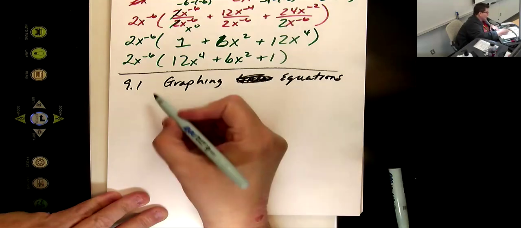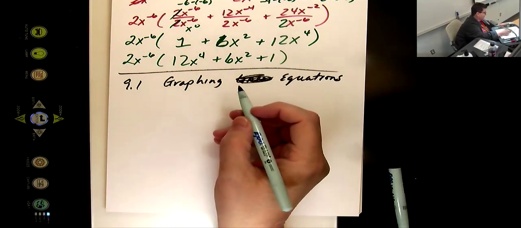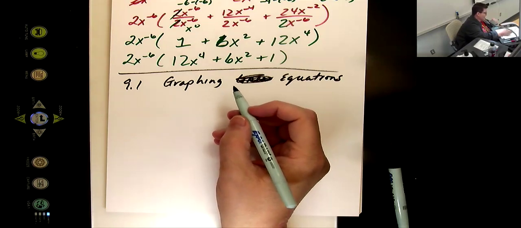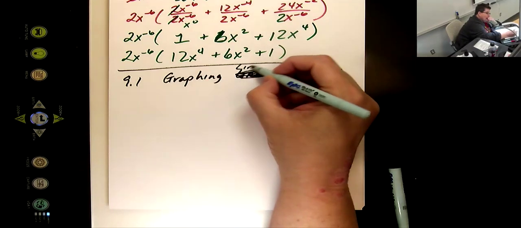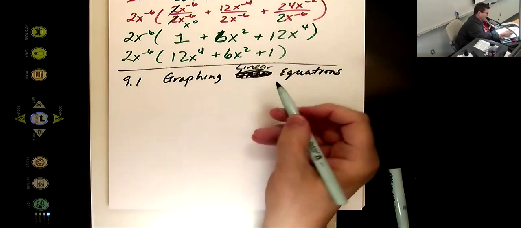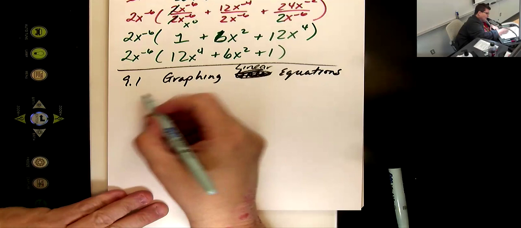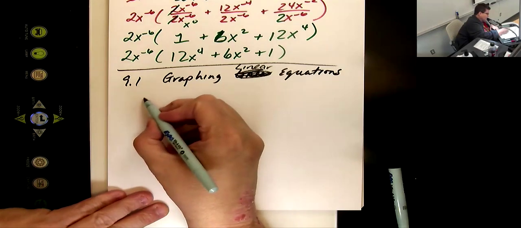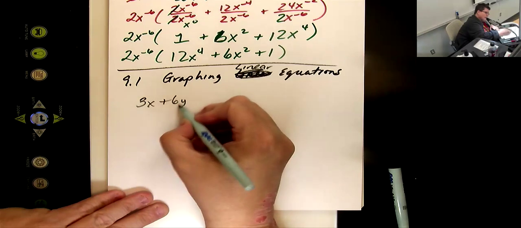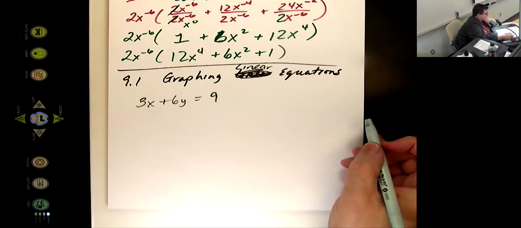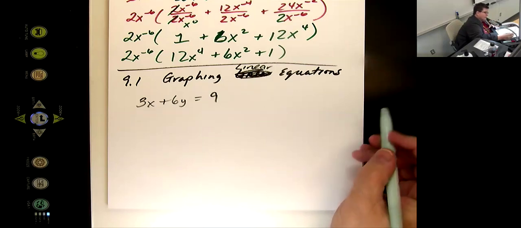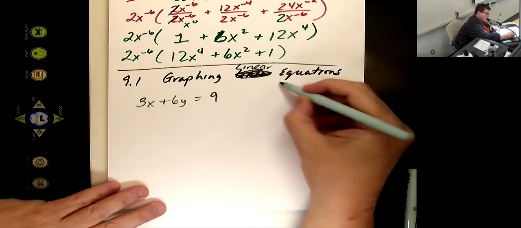Graphing equations. This might actually only be on linear equations. Yeah, 9.1 is on linear equations. So it's only lines. 3x plus 6y equals 9. That is a linear equation in 2 variables.